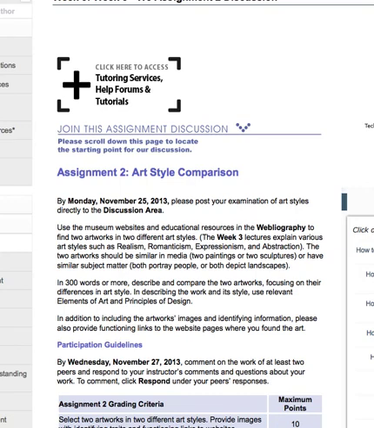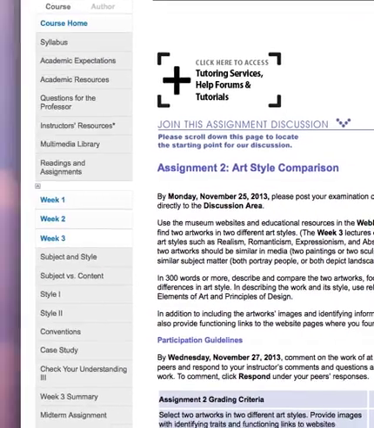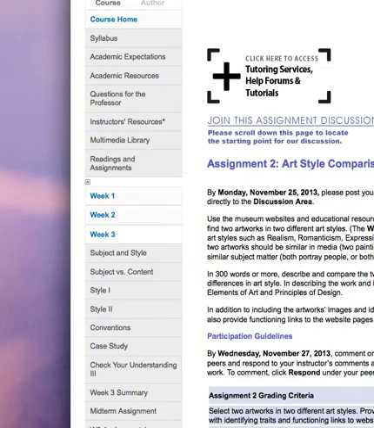I'm going to try to help you get through this second assignment here in week 2. It's not difficult, but it is very dependent on your understanding, not just of the elements and principles, but also of style and subject. Now, last week we talked a bit about the difference.